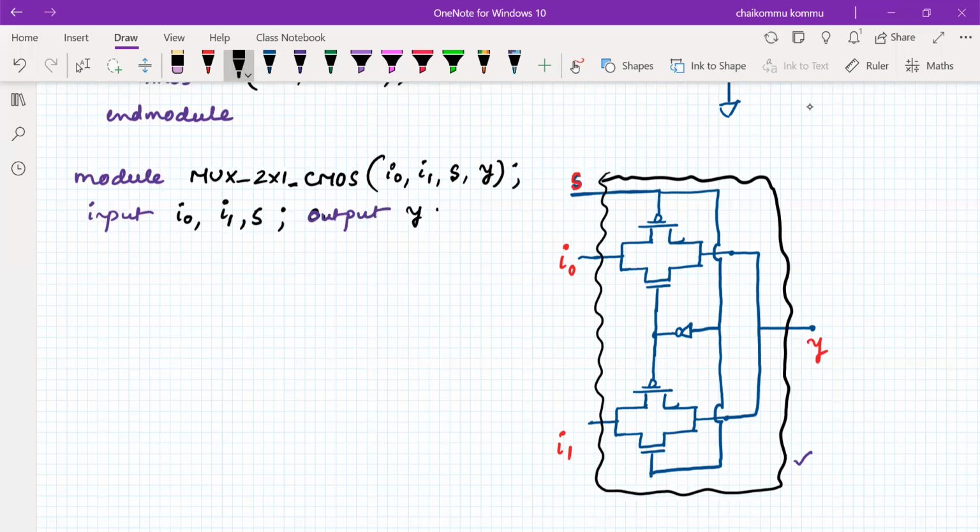Y. So do we need to write supply information here? No, we did not find any kind of power supply in this particular diagram. So therefore, this is not necessary. There is no need to write supply 0 and supply 1.